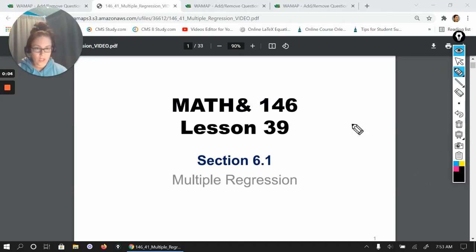Yes, you will want to change this to lesson 41, where we will cover section 6.1 about multiple regression. So you are encouraged to read pages 261 to 266 in the textbook.